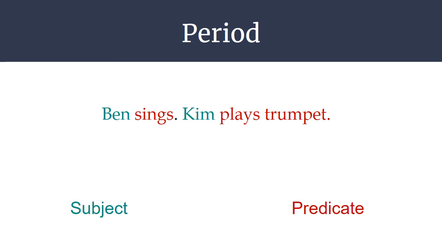Here's the right way to fix the run-on sentence. Put a period between those two independent clauses. Ben sings. The reader can take a break. Their mind can process the idea of Ben singing. Now a new sentence. Kim plays trumpet. Period. Now the reader understands this idea and understands that Ben sings, Kim plays the trumpet. That period is really important to help the reader separate these two independent clauses and process them equally in their brain.